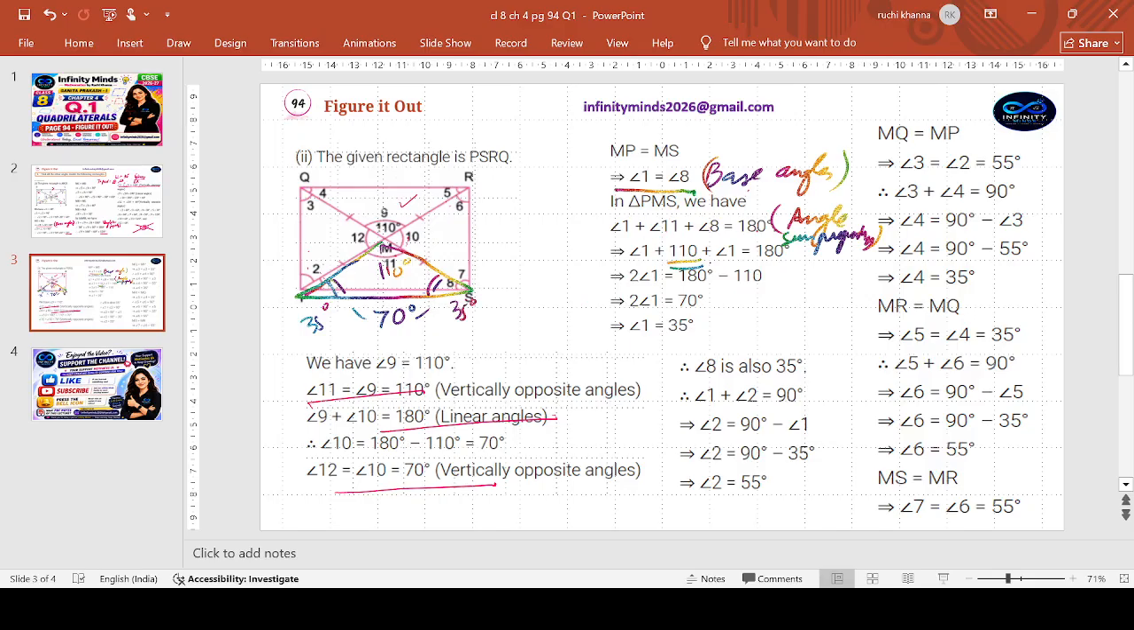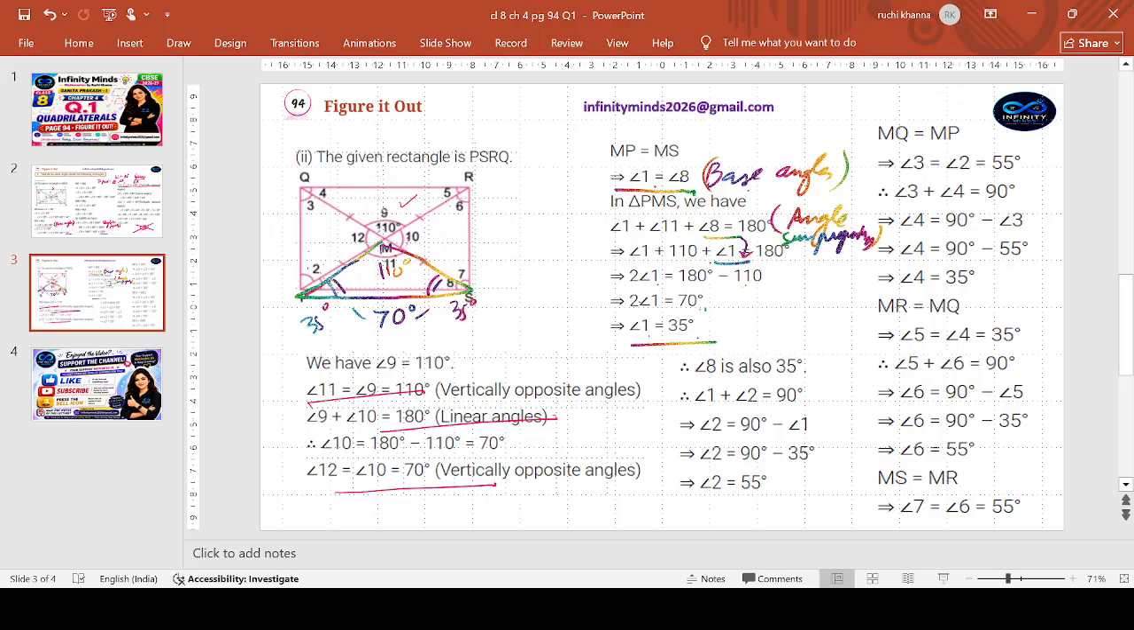Only the way of presentation is what needs to be seen. 1 plus 11 plus 8 is 180 degrees. Now, as we know, 1 and 8 are the same, so let us replace 8 by 1 because 8 is equal to 1. You need to write one of them in terms of the other. So 1 plus 1 means twice angle 1. 110 will go there and be transposed with a minus, giving 70 degrees. Twice angle 1 is 70 degrees, so angle 1 is 35. Are we getting my point?